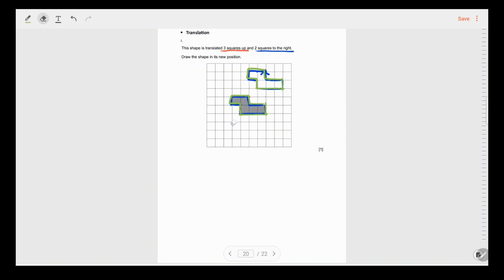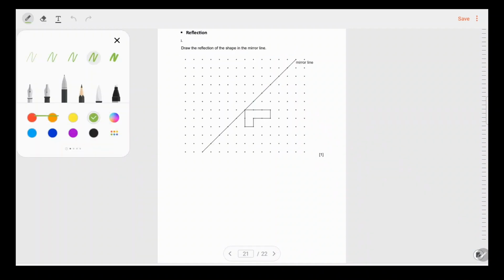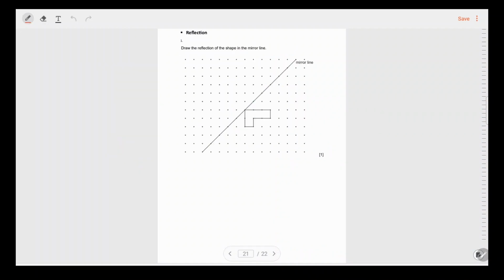So of course, when you're answering this, you only need to draw your translated shape. So this would do. The next question is a reflection, and here we have a diagonal reflection, and we are going to reflect each of these points. So we start from one point and we move towards the mirror line perpendicularly.